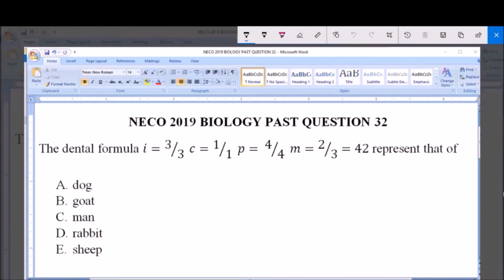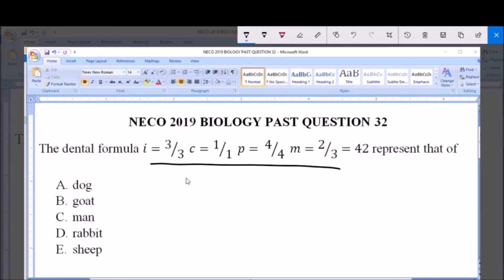Today I'm going to be answering NECO 2019 Biology Past Question 32. The dental formula, that is I, the incisor, is equal to 3 over 3, C, the canine, is equal to 1 over 1, P, premolar, is equal to 4 over 4, and M, molar, is equal to 2 over 3. Then everything together gives 42, that is 42 teeth. This represents that of A, dog, B, goat, C, man, D, rabbit, and E, sheep. So we are asked to ascertain the animal that possesses this dental formula.